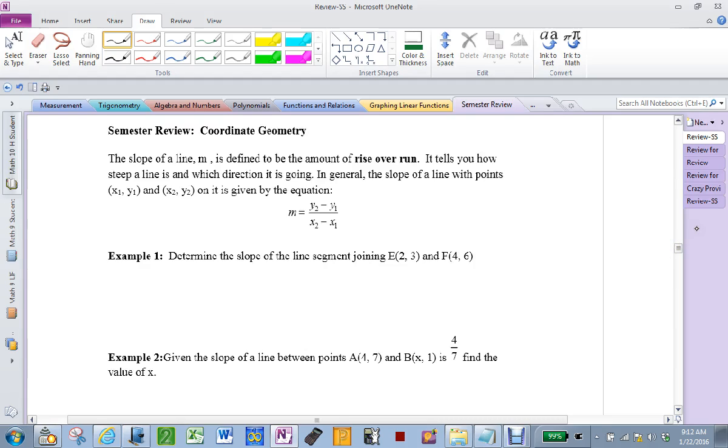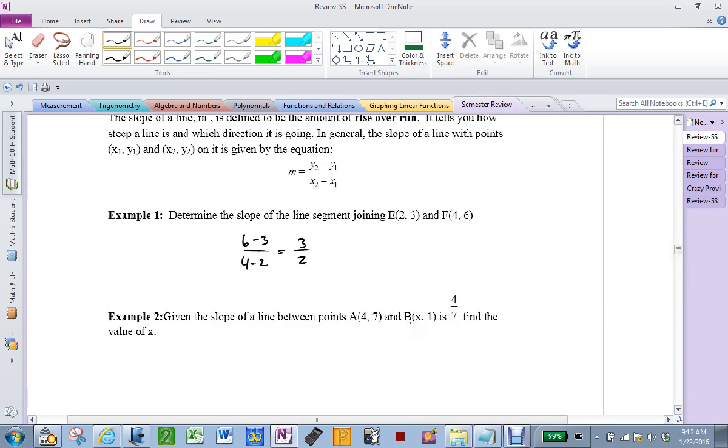Oh, we just did this. Do I need to go over it? No. 6 minus 3, 4 minus 2, 3 over 2. Hold on. Given the slope, 4 over 7 equals 1 minus 7 over x minus 4.